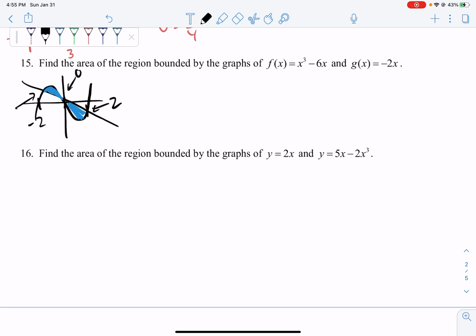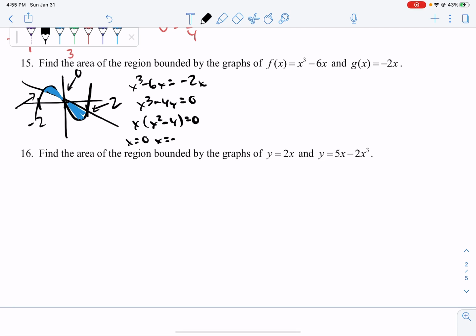Again, you could have said x cubed minus 6x equals negative 2x. You'd add the 2x, so you get x cubed minus 4x equals 0. Factor it out, x squared minus 4 equals 0. So you end up with x equals 0, x equals negative 2, and x equals positive 2. Again, this is probably a calculator question. Do not waste time doing it by hand when you can do it quicker on a calculator, okay?